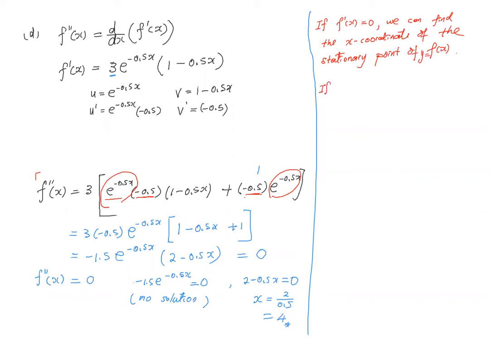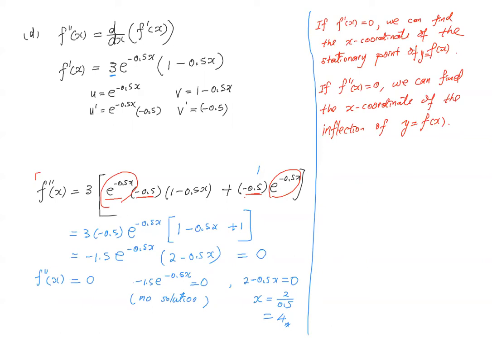If f double prime x equal to 0, we can find the x coordinate of the inflection point of y equal to fx. Inflection point. Afterward, I will show you what you mean by inflection point.